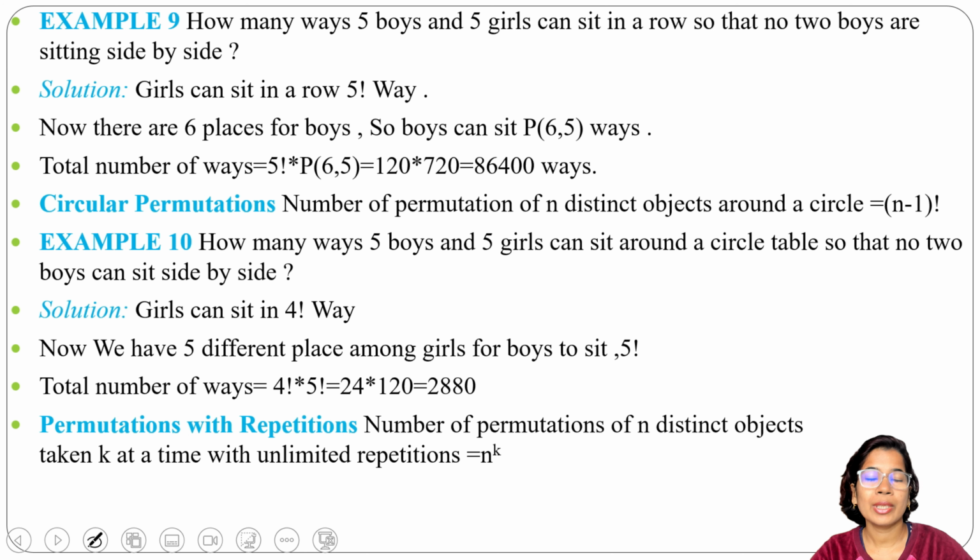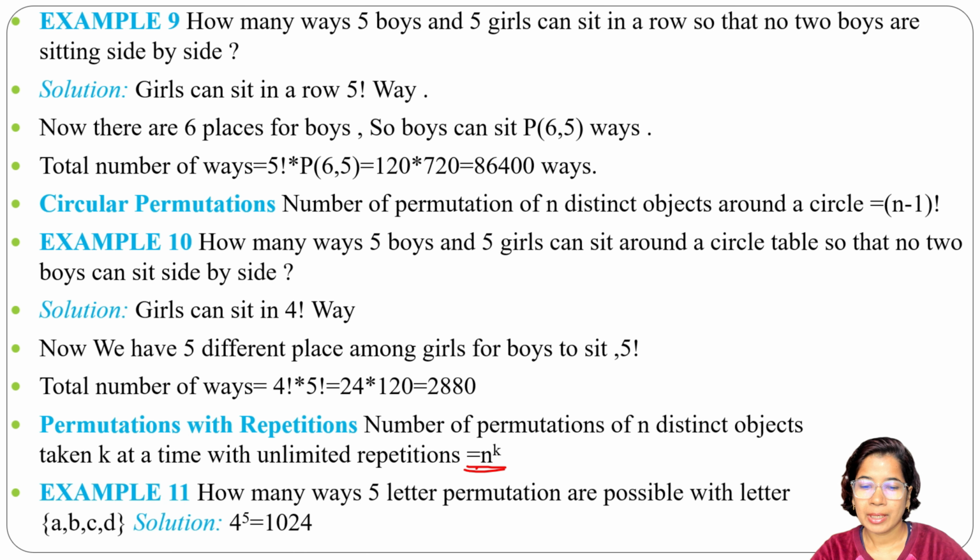Next, permutation with repetition. In all previous examples, we saw permutation without repetition. If one person is sitting in one place, that person cannot sit in another place, right? Now permutation with repetition. The number of permutations of n distinct objects taken k at a time with unlimited repetition equals n power k.